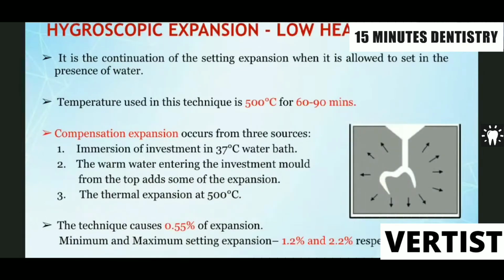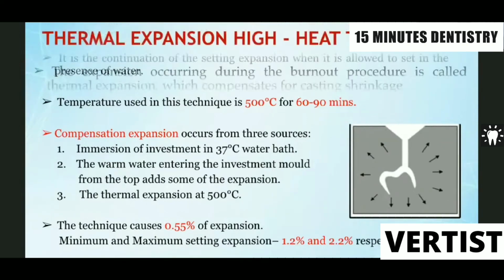So the hygroscopic expansion you can see is the compensation which occurs by immersing the investment in the water bath at 37 degrees. The warm water entering the investment mold from the top adds some of the expansion, and the thermal expansion at 500 degrees causes 0.55 of expansion. So the minimum and maximum setting expansion that can be compensated is around 1.2 to 2.5% respectively.